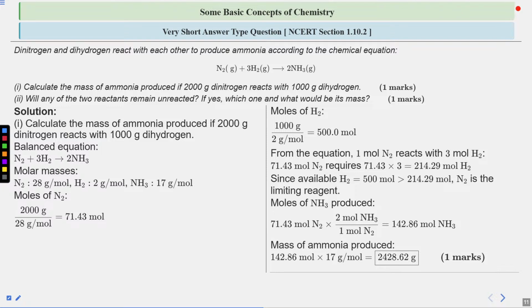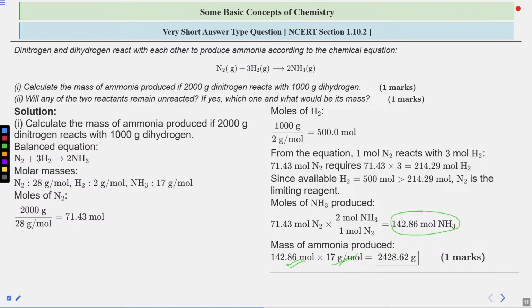So now we have the moles of ammonia. Can we calculate the mass? The formula for the mass calculation from moles is molar mass into number of moles. So I have just cross multiplied our equation. Ammonia's molecular formula is NH3. How have I calculated the number of moles of ammonia?